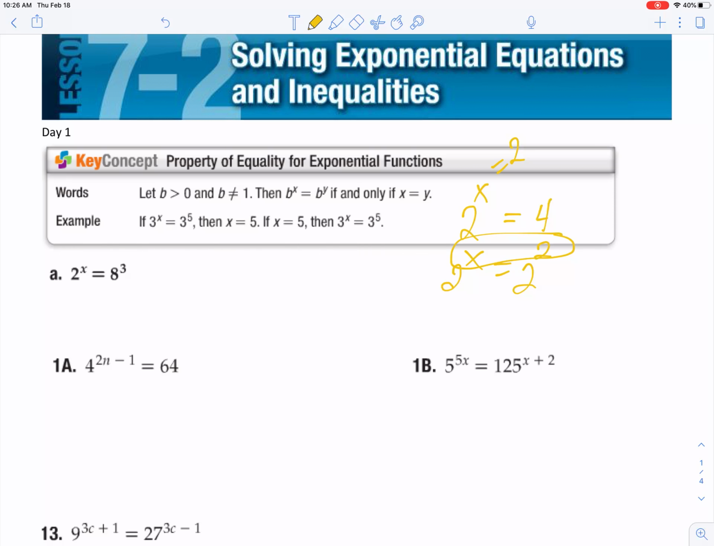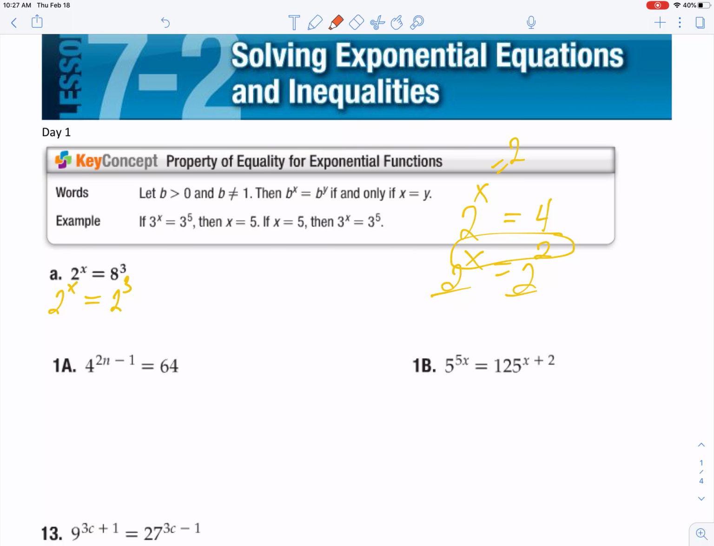Essentially, the question you need to ask yourself this entire time is, how can I get the bases to be the same? Meaning the number that's on bottom. So when I look at A, I generally start here. I say, okay, my bases are 2 and 8. The smaller base is 2. Make the big base become the little base. So how do I make 8 become 2? I can do that by making it 2 cubed, because 2 cubed is 8. So you leave that as 2 to the x equals 2 cubed.